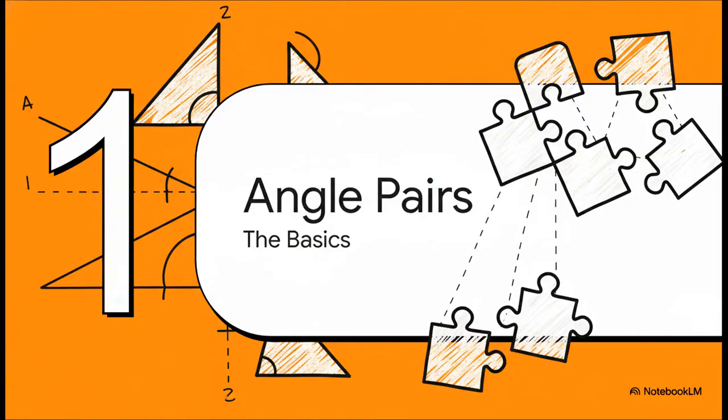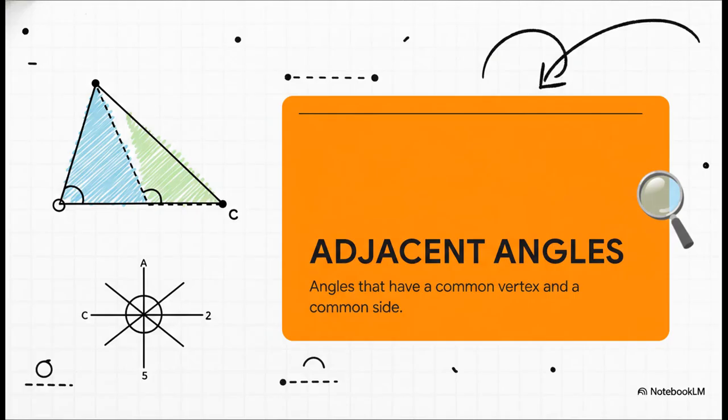So, we're going to start with the most fundamental idea, the one that really forms the basis for everything else. Think of this as the first, most important piece of the puzzle. First up, we've got adjacent angles. Now, the definition here has 2 super important parts. They have to share a common vertex, that's just the corner point, and they must share a common side, one of the lines that makes the angle. Both have to be true.